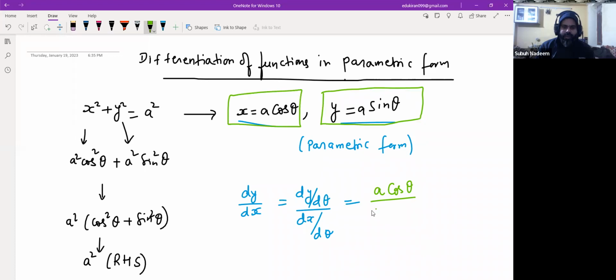So a will come outside and the derivative of cos theta is minus sin theta. So in the next step, a cancels and you get minus cot theta. So this is what you get for dy by dx. This is called parametric differentiation, or differentiation of functions in parametric form. Now, if you want to note it down, you can note it down. Then we will see little complex equations in parametric form.